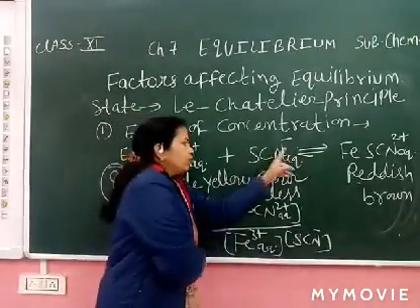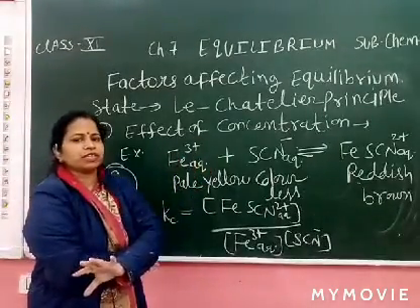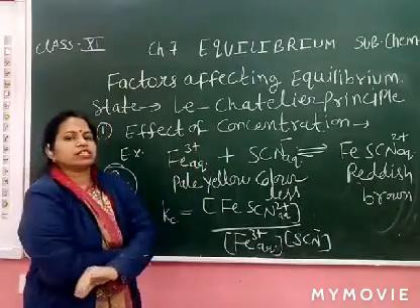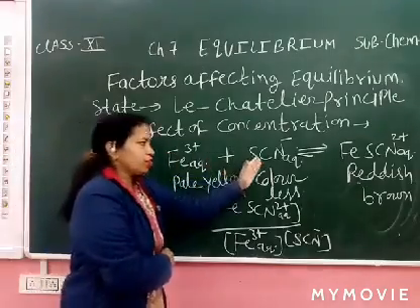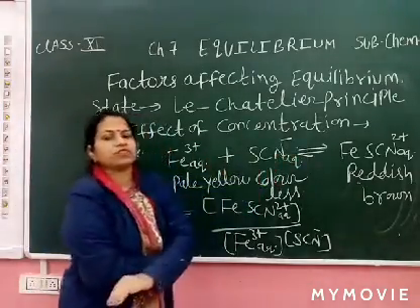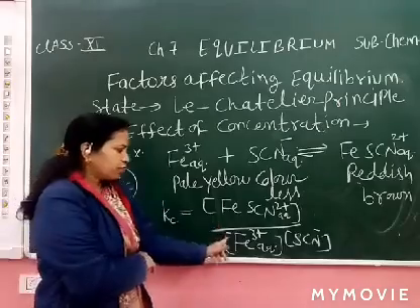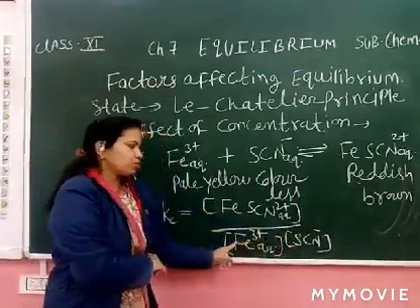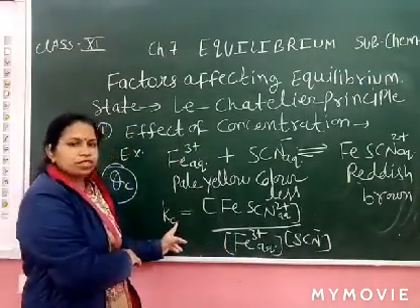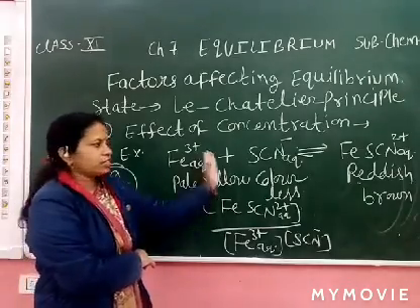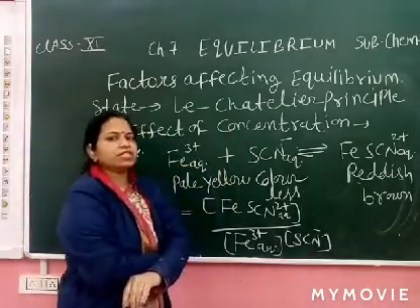Now, when we add ferric chloride, again we increase the concentration of the reactant. Now Fe3+ ions are free to react with potassium thiocyanate, and again the complex is formed. The dark reddish brown color is again formed. Clear? You can see when we increase the concentration of both reactants, what happened? Then Qc becomes less, Kc becomes high, Kc is greater than Qc, then forward direction. Now it's clear.